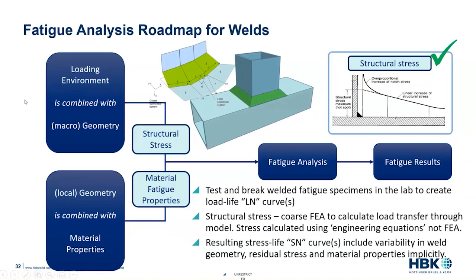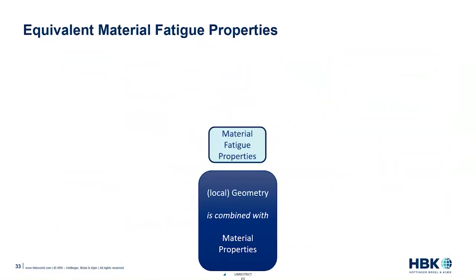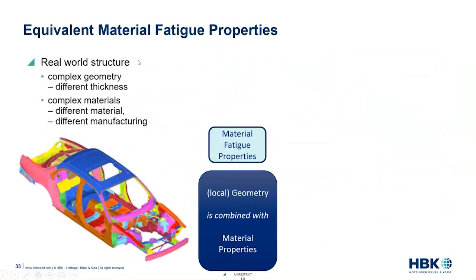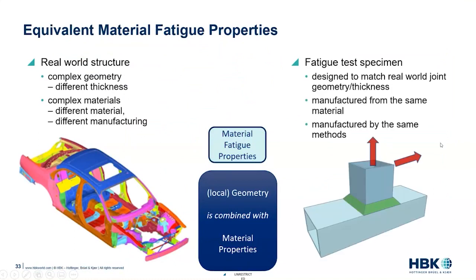Okay. So what we need to do to develop equivalent material fatigue properties for a welded joint is we need to consider our real world structure, so our complex geometry, different thicknesses, our range of different materials and manufacturing, and we need to design a fatigue test specimen that's designed to match that real world joint in both its simplistic geometry and its thickness. So it can be manufactured from the same material, manufactured by the same methods.